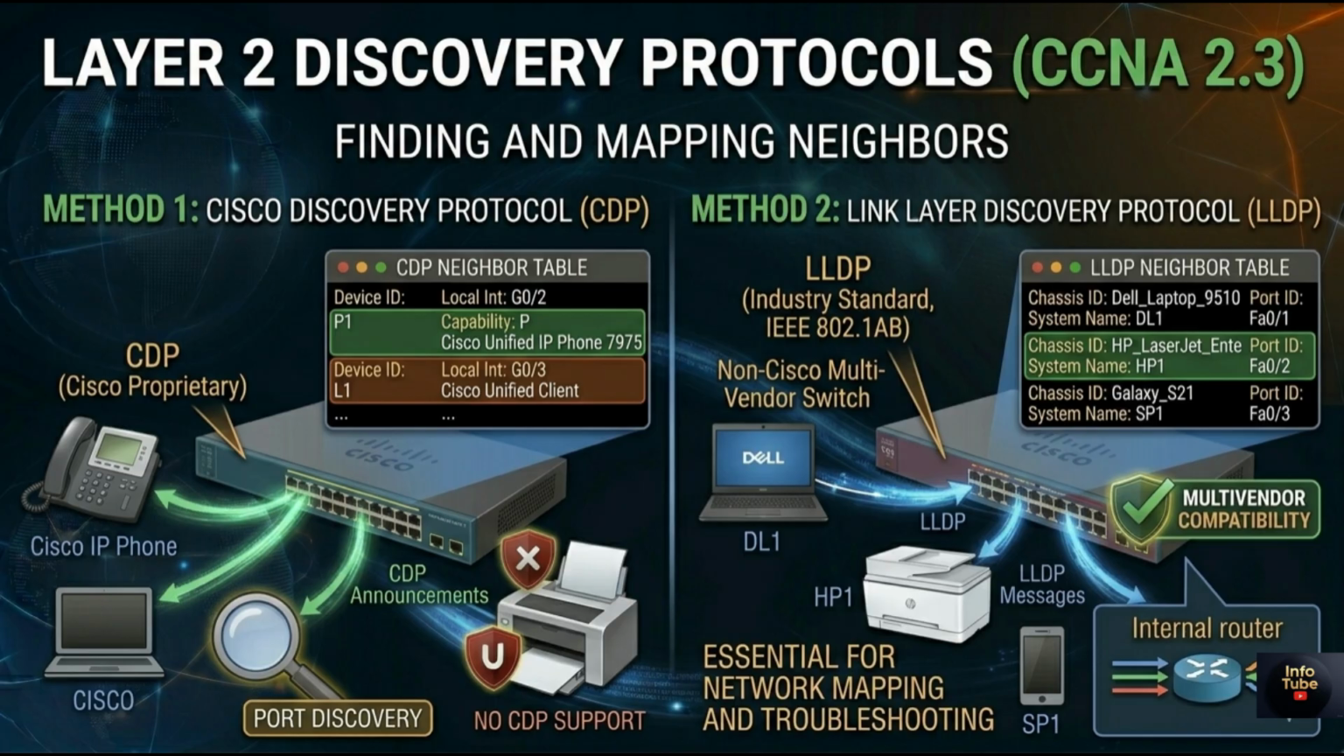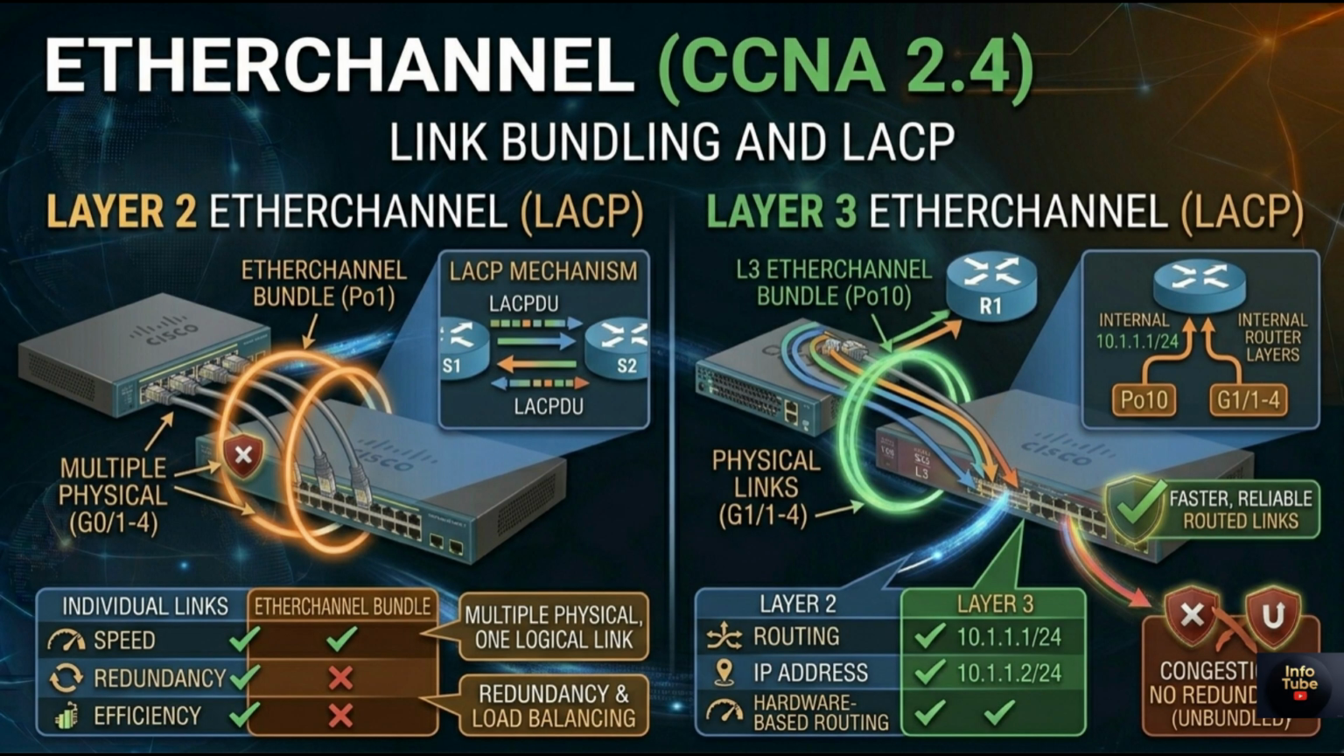Objective 2.4. EtherChannel and LACP. Sometimes one single cable between two switches isn't enough speed, or you're worried the cable might fail. Layer 2 and Layer 3 EtherChannel allows you to bundle up to 8 physical cables into one single logical link. This gives you way more bandwidth and instant backup if one cable breaks. LACP, or Link Aggregation Control Protocol, is the standard way switches negotiate this bundle. A Layer 2 EtherChannel simply acts like a giant switch port. A Layer 3 EtherChannel acts like a high-speed routed link between two routers. It's all about creating a faster, more reliable backbone for your network.